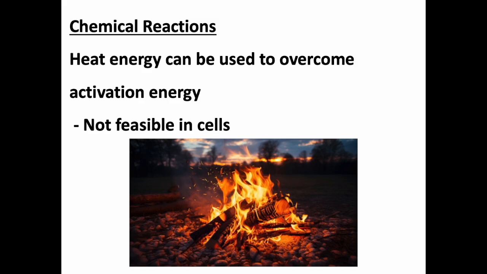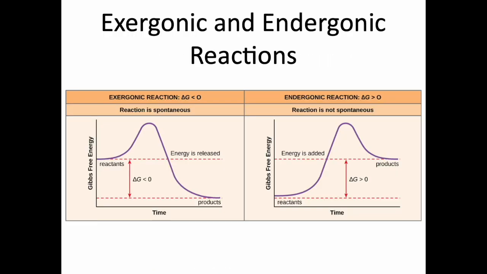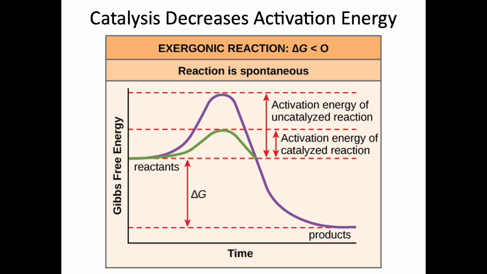Now, this works in a campfire, or an oven or whatever, but this adding of heat is not something that's feasible inside of living things. You can't do this in a cell. So I want to point out that this is a way to make this happen, but it's not what we do in living things. So what do we do as living things to make these reactions actually happen? Well, we use chemical compounds called catalysts.